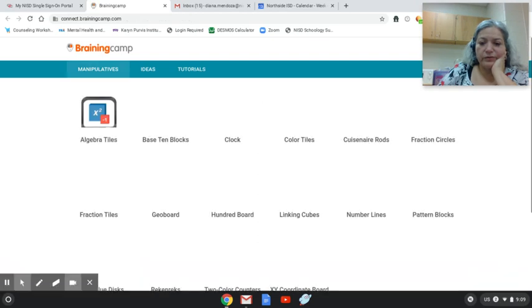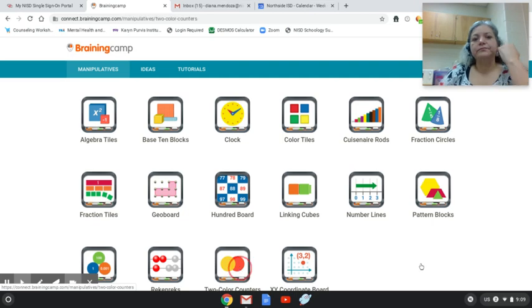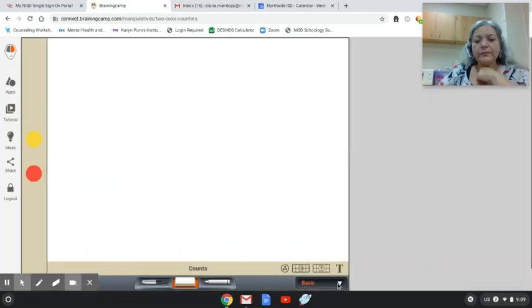Again, you are going to be using the two color counters. So you're going to click on the two color counters. Then you're going to change the status of this. So we don't want a basic status. We want to work with integer chips. So we're going to go ahead and click on that.